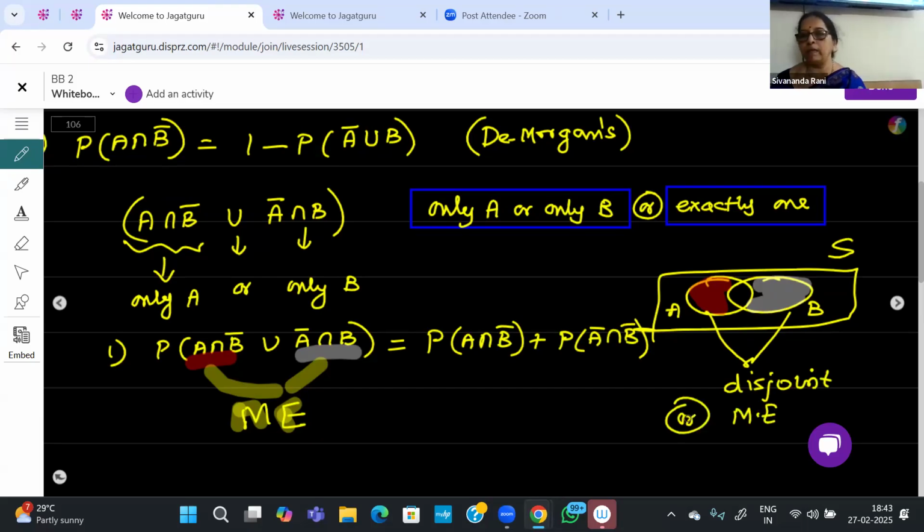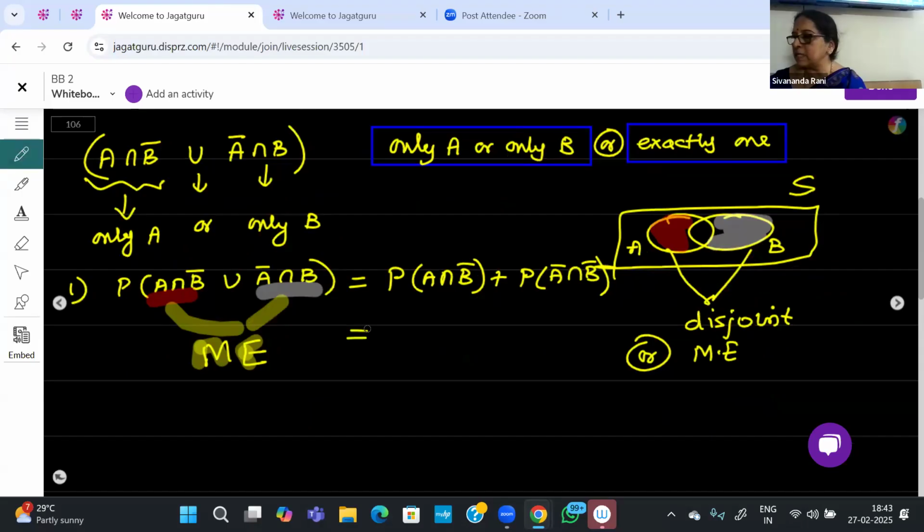The sets are disjoint. The events are mutually exclusive. So both mean the same, right? Whenever sets are disjoint, we understand the corresponding events to be mutually exclusive. That means there is no possibility for them to happen together. Okay, that's what it depicts. So what is it further?